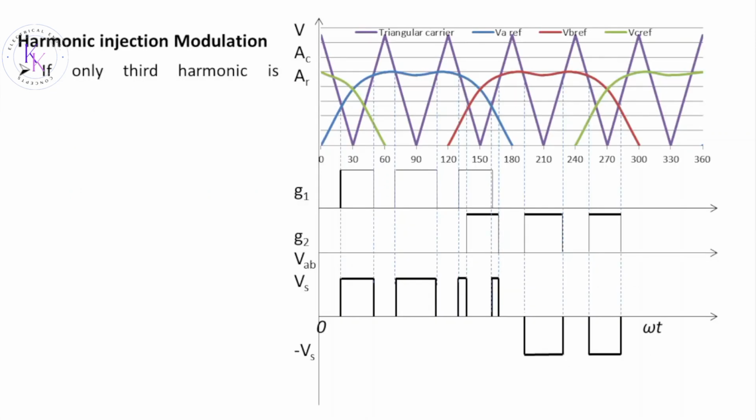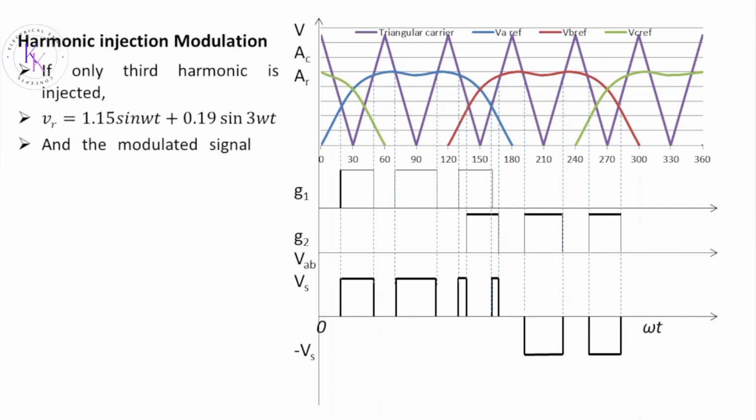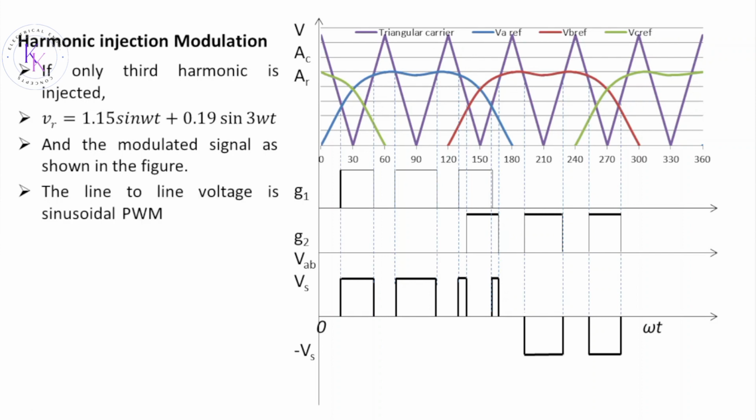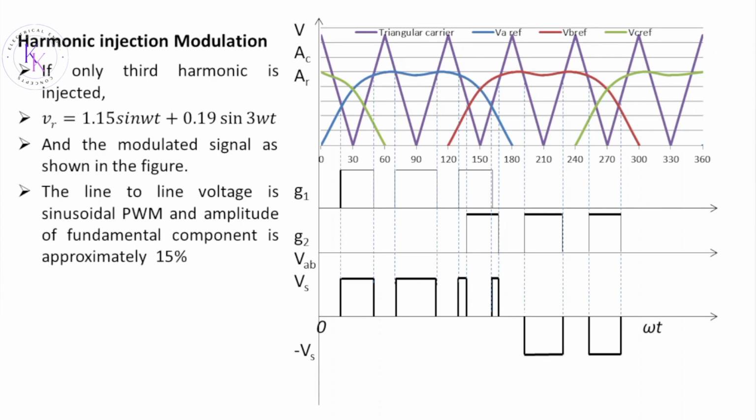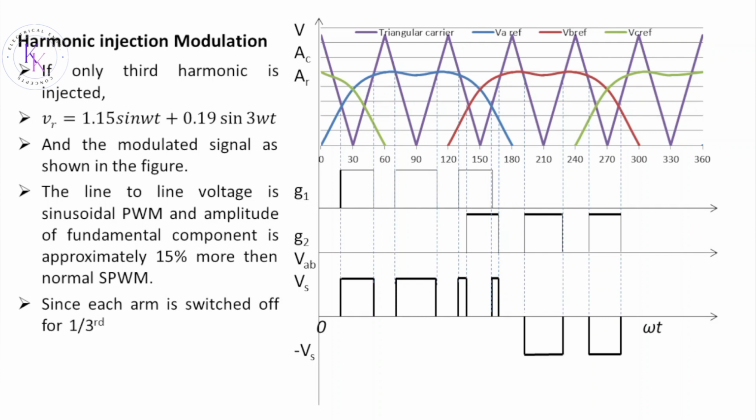If only the third harmonic is injected, VR equals 1.15 sine omega t plus 0.19 sine 3 omega t is the composition, and the modulated signal is as shown here for A, B and C. The line-to-line voltage is sinusoidal PWM, and the amplitude of the fundamental component is approximately 15% more than normal sinusoidal pulse width modulation. Since each arm is switched off for 1/3 period, the heating of switching devices is reduced.